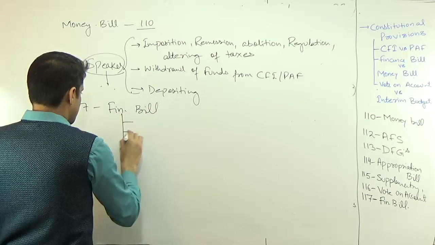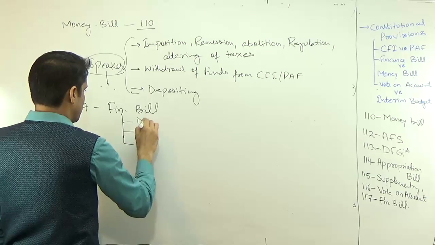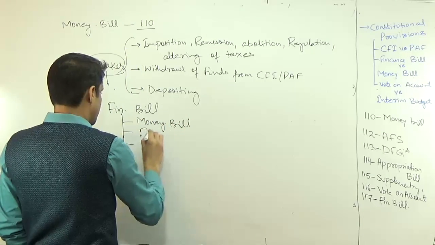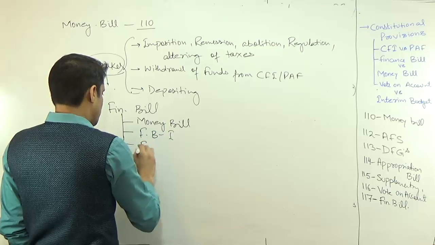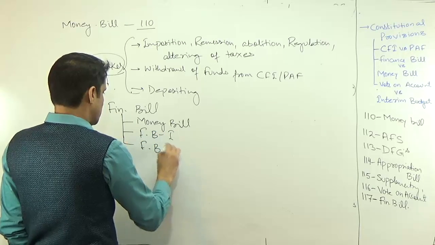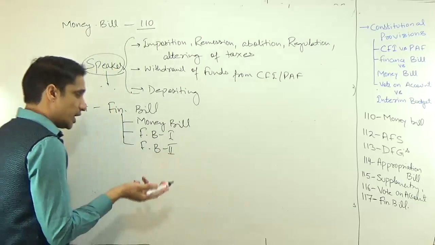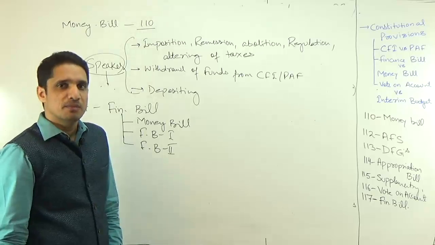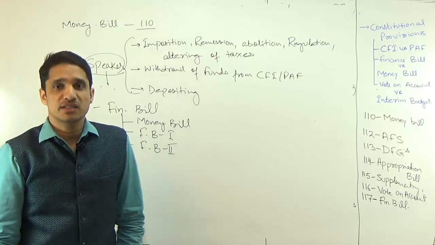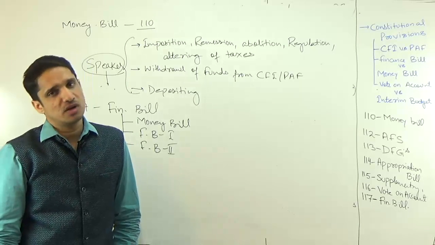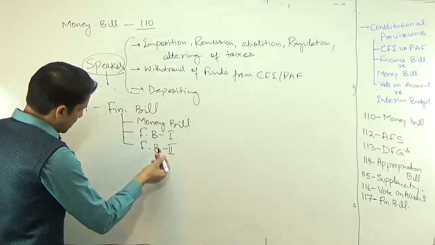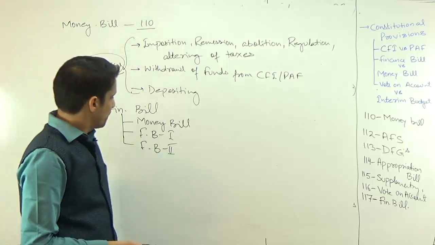So finance bill is nothing but, finance bill can be of type money bill, it can be of type finance bill 1, it can be of type finance bill 2. So can we say that all money bills are finance bills, but not vice versa? All finance bills are not money bills, but all money bills are regarded as finance bills. And then we have finance bill 1 and finance bill 2.